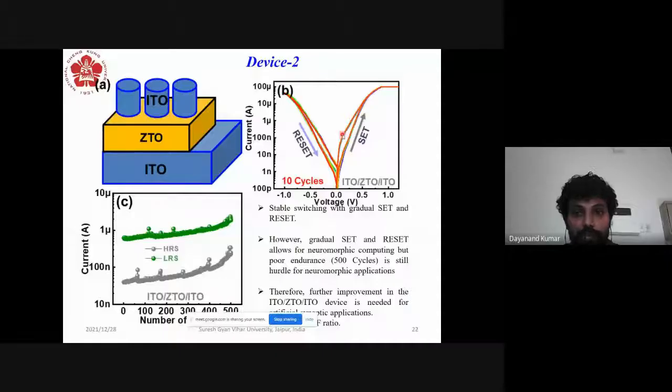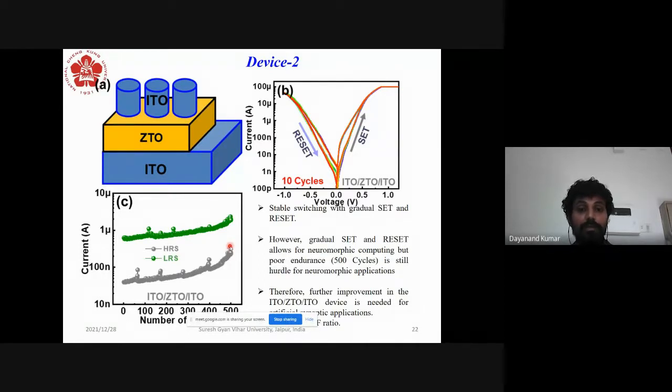The on-off ratio here is very small. Another thing is that this is only stable up to 500 cycles. It means that after 500 cycles, it shows degradation again. So 500 cycles is not enough, because RRAM devices show 10 to the power 12 cycles or more in AC endurance. That's why this device is not suitable for artificial intelligence.